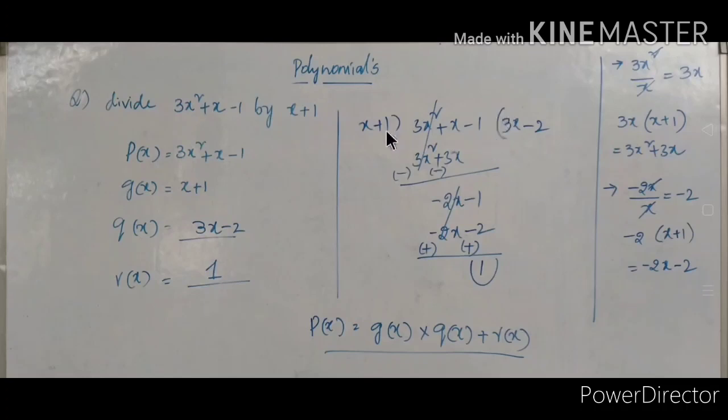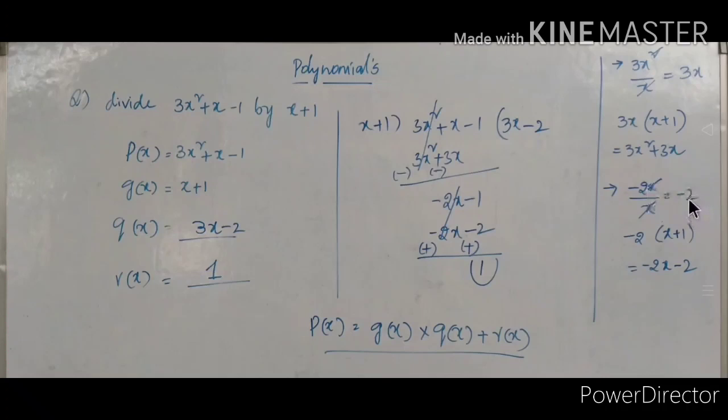Multiply x plus 1 with 3x. So the result is 3x square plus 3x. The deduction result: 3x square minus 3x square cancel, minus 3x plus x is equal to minus 2x. Let's take minus 1 from here. So divide the remainder's first term by our divisor. So we get the result in our second step: minus 2x by x is equal to minus 2.